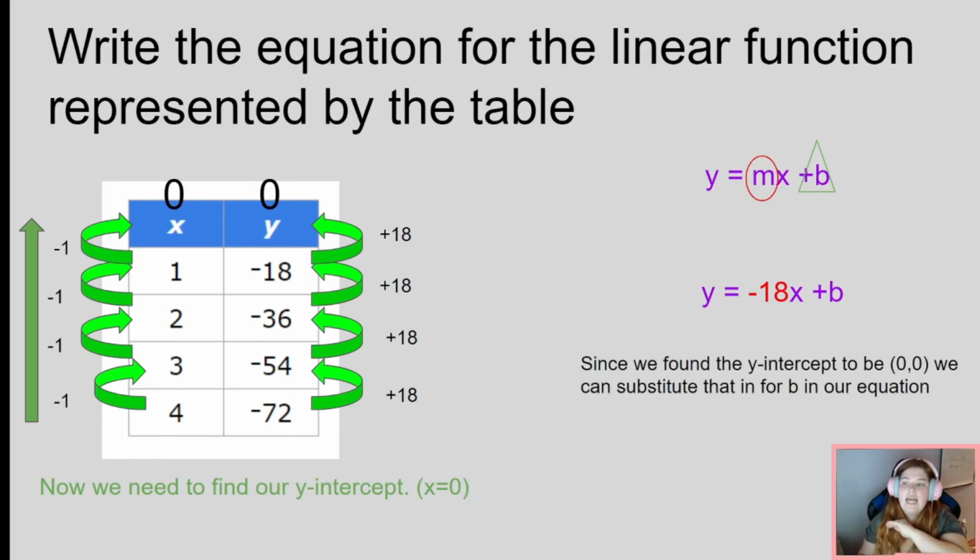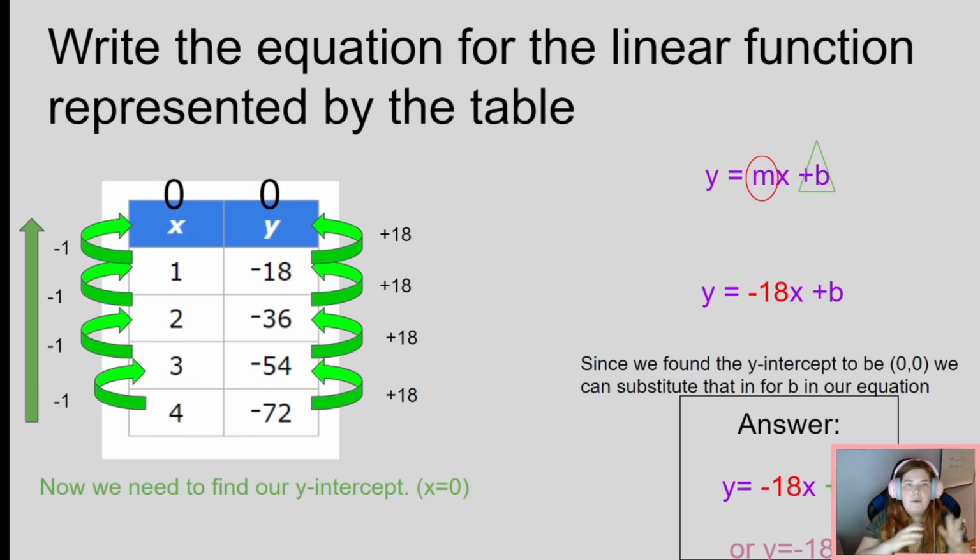And I can plug that into our equation. So our final answer here is going to be y equals negative 18x plus 0. But math is lazy. That plus 0 does nothing for me. It's not an important 0 to include. So you can write this as y equals negative 18x. Either way is correct. But just so you know, if you don't see that plus 0, it's just because, again, math is lazy and doesn't think it's important. Adding a 0 does not change its value.